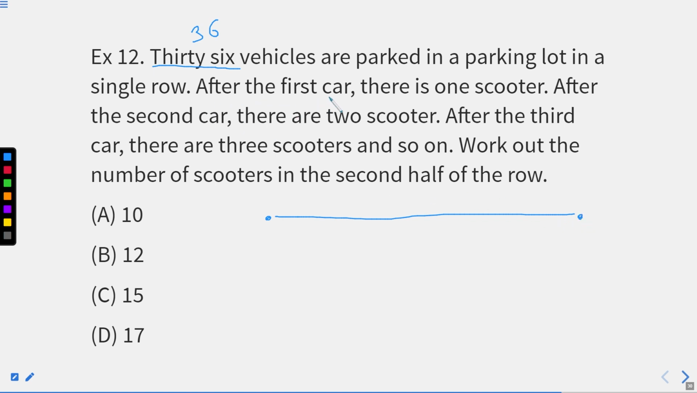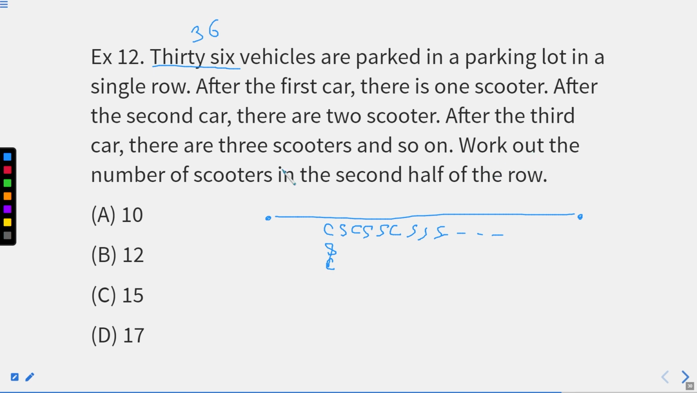After the first car, there is one scooter. Let's suppose we denote car with C and scooter with S, right? Let's move in this manner. After that, the second car, then we have two scooters and so on. Again a car, then we have 3 scooters, and so on. We'll move to the end till the 36th vehicle.